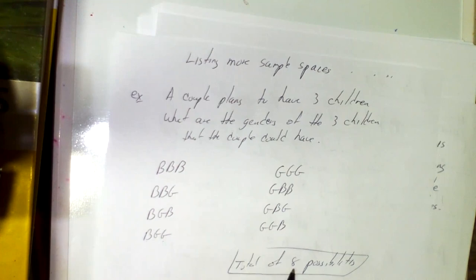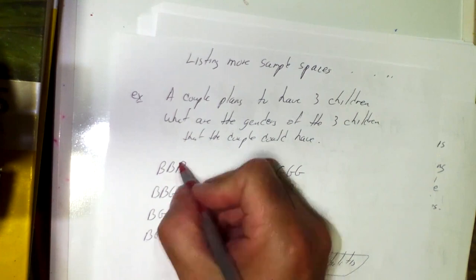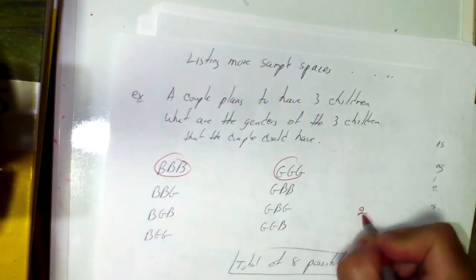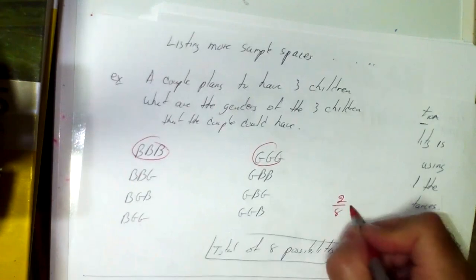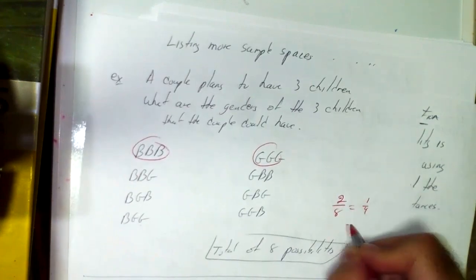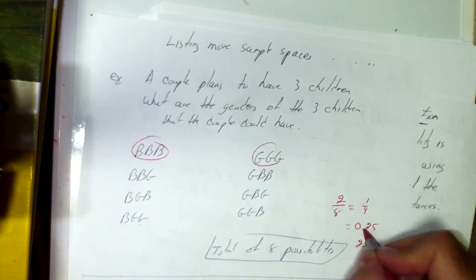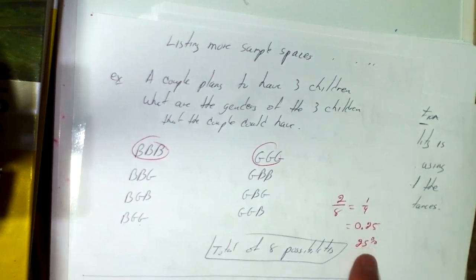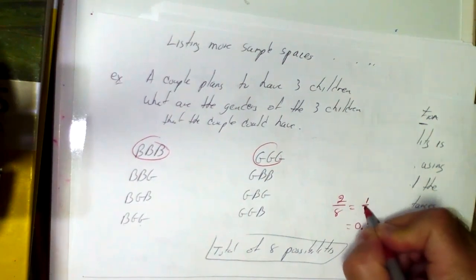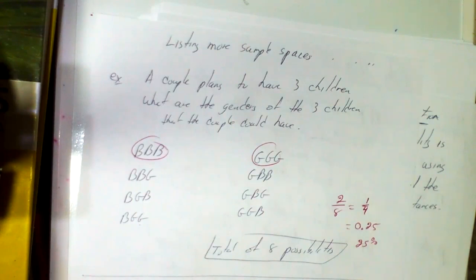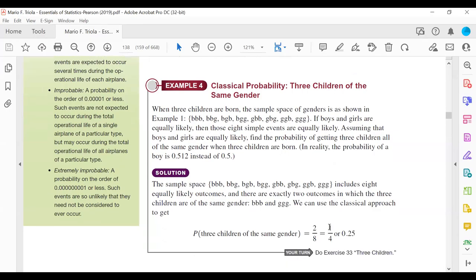Well, our total is 8. And they want to know what's the probability that the children are all of the same gender. Well, there's 2 of them. So that would be 2/8. And if we divide it out, that would be 1/4, which gives us 0.25, which ends up being 25%. And you don't have to put the 0. That would be it. That was example number 4 in your book. Then they have it there, see? 2/8, the BBB, GGG, reduce 1/4 or 0.25 or 25%.